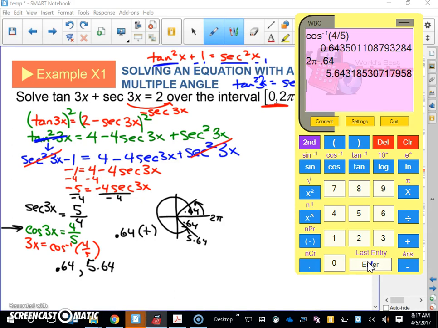Now, when we've done these problems in the past, a lot of times we're finished. But we're not finished because we haven't found x yet. That was 3x. When we did the inverse cosine, we were trying to isolate x, but we only got 3x. Our last step is going to be divide by that 3. Okay? But one of the trickiest parts about this problem is something that you're going to have to make a point of remembering to do.